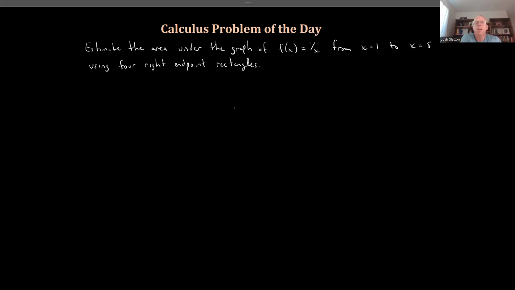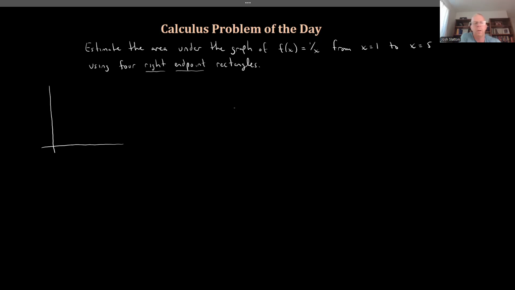So this problem: estimate the area under the graph of f of x equals 1 over x from x equals 1 to x equals 5 using four right endpoint rectangles. I'm going to draw the graph of this, but you do not need to know what the graph looks like. You don't need the graph at all, but just to give you an idea of what we're doing with this, I think it helps to see a picture in the beginning, until you get your knowledge down and get a little more experience with this.